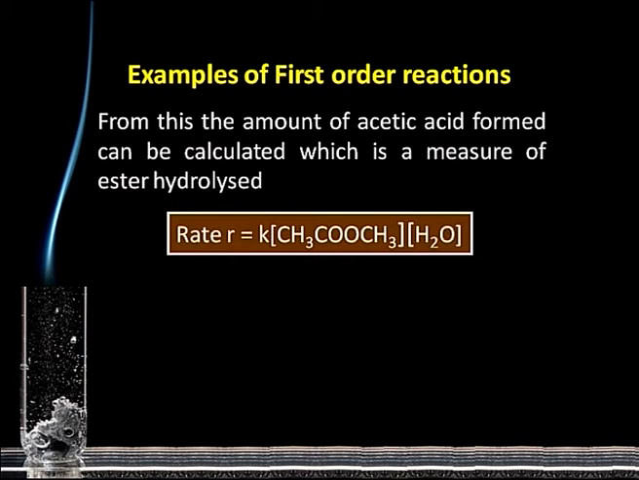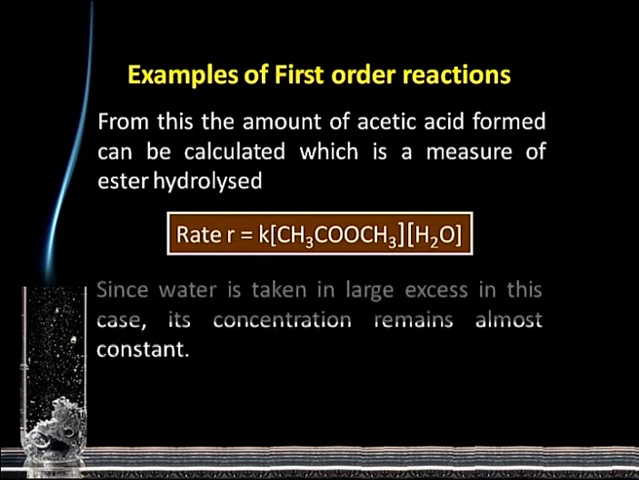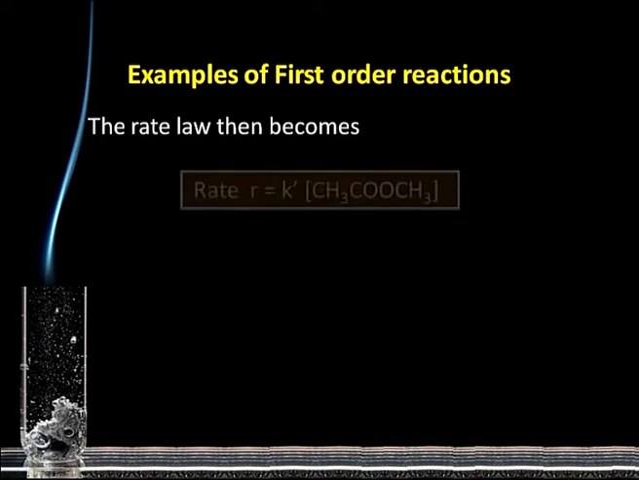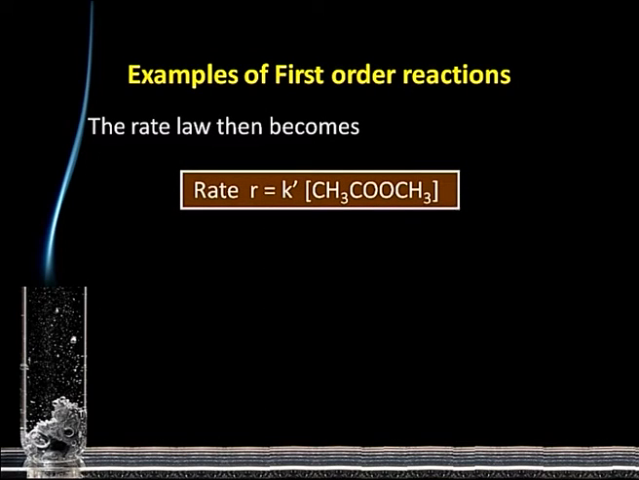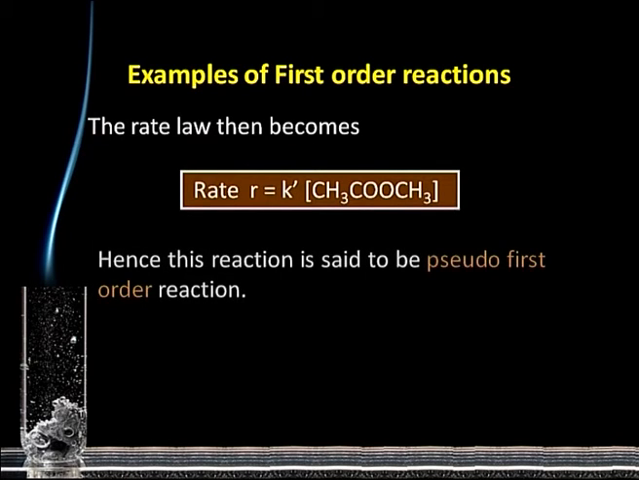So, the rate, if you write R is equal to K into concentration of ester into concentration of water. Since water is taken in large excess, its concentration almost remains same during the course of the reaction. So, we can consider that as constant, so that we have the rate law, which becomes R is equal to K prime into concentration of the ester, so that the order of reaction is 1.